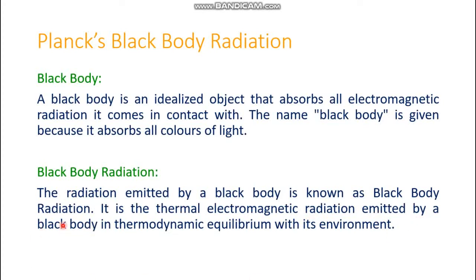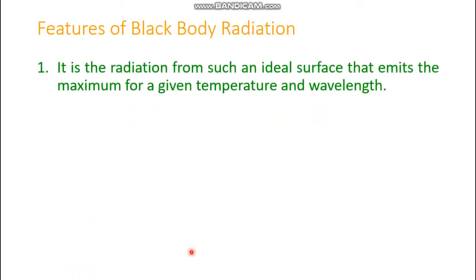That means a body which can absorb all colors and which can emit all colors, that means light of all wavelengths. So this body is in thermodynamic equilibrium with its environment. Okay, so this is blackbody radiation. Now what about its features? Number 1, it is the radiation from such an ideal surface that emits the maximum for a given temperature and wavelength.